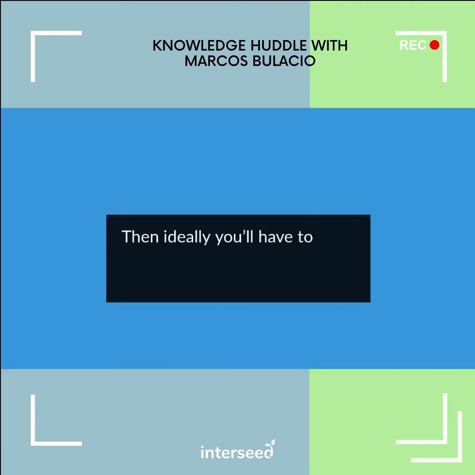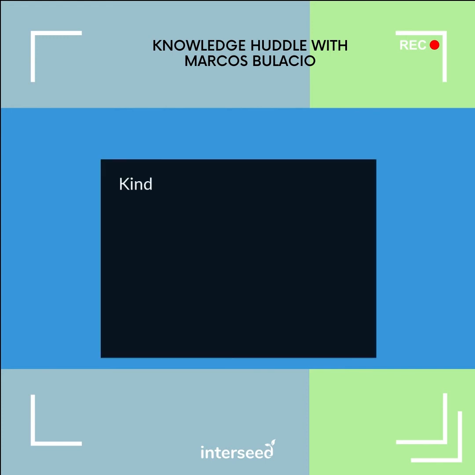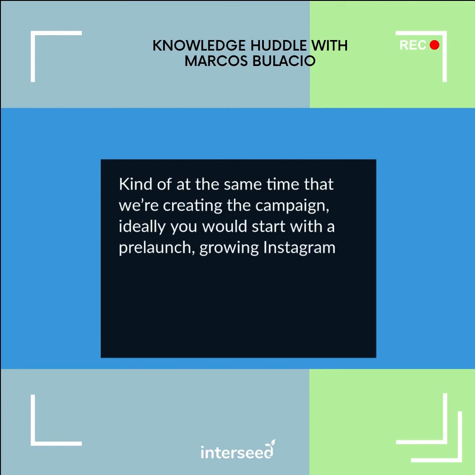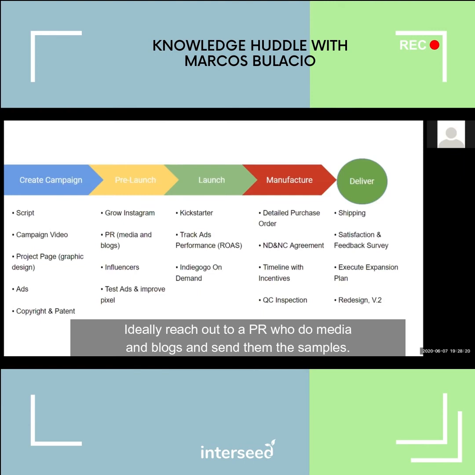Then ideally you would have to go into copyright and patenting the designs and all that. Kind of at the same time that you're creating the campaign, ideally you would start with a pre-launch, growing the Instagram with a target audience that is going to resonate with your values. Quite likely that some of them will convert. Ideally reach a PR to do media and blogs and send them the samples right before launch. Do the same with influencers, start testing the ads to improve the Facebook pixel.